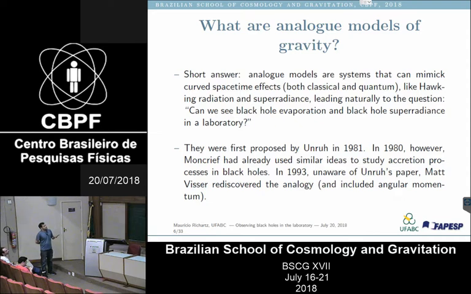The short answer is that analog models are systems that can mimic curved space-time effects like superradiance, Hawking radiation and quasi-normal modes. So they lead naturally to the question: can we see black hole evaporation and black hole superradiance in the laboratory? They were first proposed by Unruh in '81, but Moncrief had already used similar ideas before in a slightly different context. And in 1993, unaware of Unruh's paper, Matt Visser rediscovered the analogy, and he included angular momentum, which is necessary for us to see superradiance.